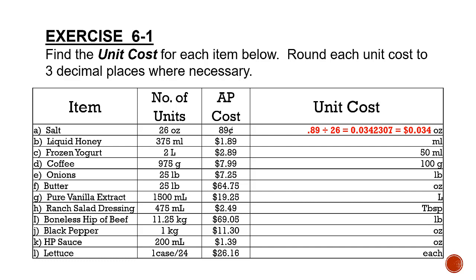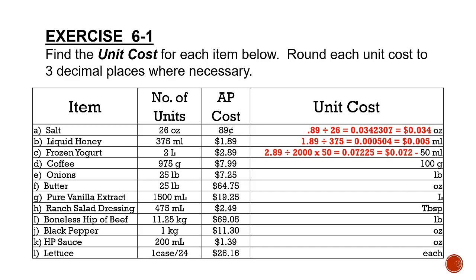Moving on to the liquid honey, we bought 375 milliliters and paid $1.89. Again, we divide the AP cost, $1.89, by the amount of units we got, 375, and round it off to the nearest 3 decimal places, we get half a cent per milliliter. Frozen yogurt, we bought 2 liters. Paid $2.89. I think you're starting to see the pattern build.